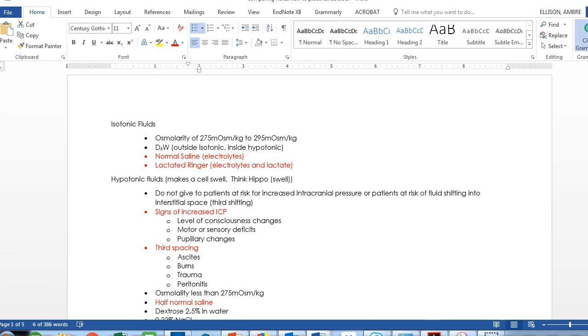For hypotonic fluids, remember it makes the cell swell, so think hippo. You don't want to give it to a patient that has ICP or is at risk for ICP due to the fluid shifting into the third space. So signs of increased intracranial pressure are level of consciousness changes, pupillary changes, motor sensory deficits. Third spacing: ascites, burns, trauma, peritonitis.